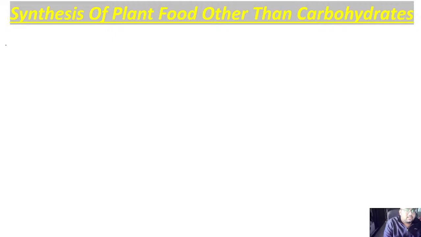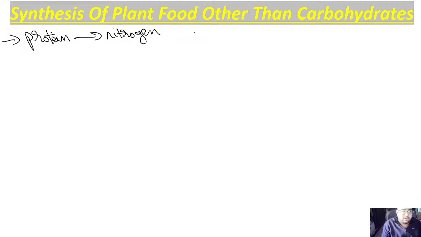So what is the other nutrition that the plant requires? That is none other than protein. But how is this protein being obtained by plants? What is that gas? That gas is none other than nitrogen. Nitrogen is also like carbon dioxide, it is present in air, but plants don't have the capability of taking in nitrogen. So how is this nitrogen taken by plants? That is what we are going to discuss now.